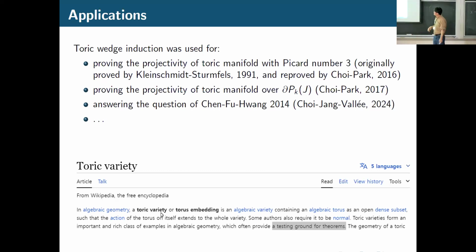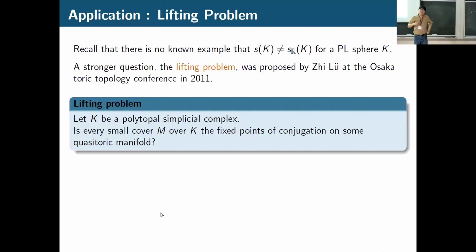Okay, so then let me show you one interesting application. It's called the Lipton problem. This problem was discussed yesterday, so I'm very happy to tell you the result on this one. At the beginning, I told you that there are no known pairs whose Buchstaber number and real Buchstaber number are different, right?